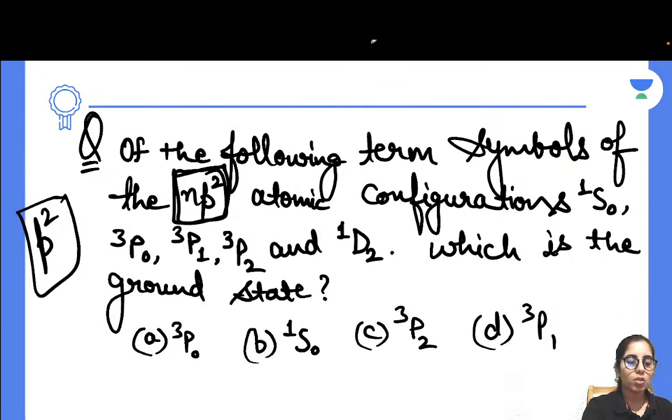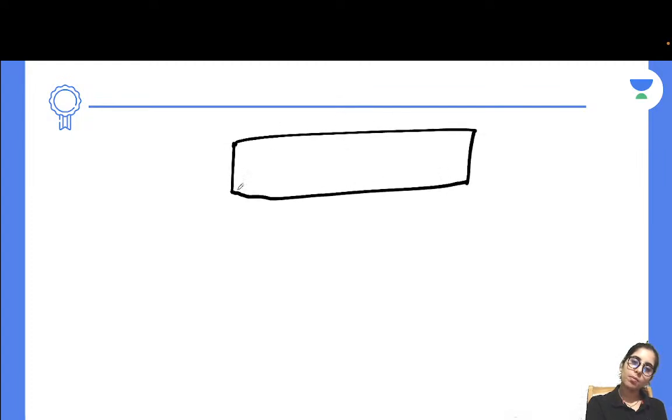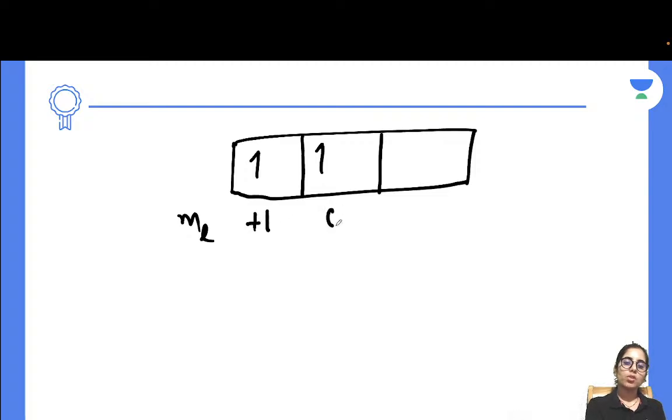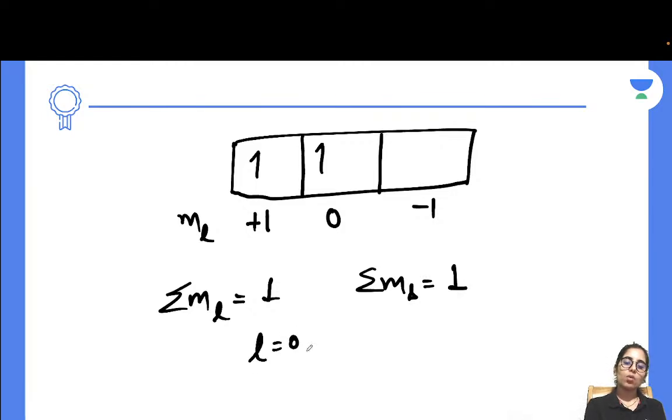So if I consider that part like p2, a p orbital can have a maximum of 6 electrons in it, right? So 2 here, right? So in that case, what will happen? Plus 1, 0, right? And minus 1. So summation ml is equal to what? It's going to be 1. And summation ms is equal to what? Half and half, that's again 1. So L will be 0, 1 and 2.